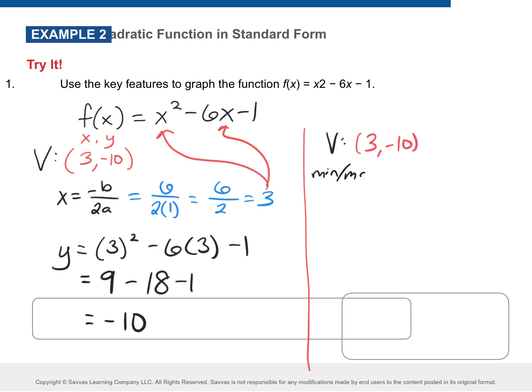Minimum or maximum. So we need to sketch a picture. Is my picture opening up or down? Up. Remember, that always comes from whatever a value is in front. Is there a negative there or is it positive? Positive, so my picture is opening up. So we do have a minimum vertex.